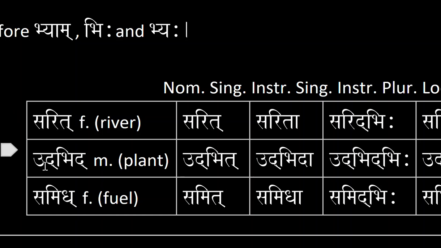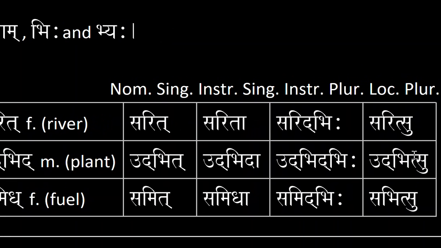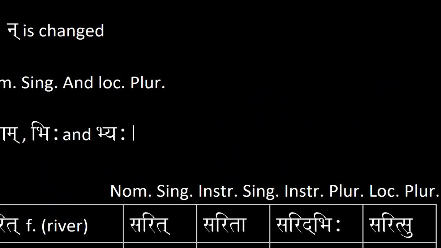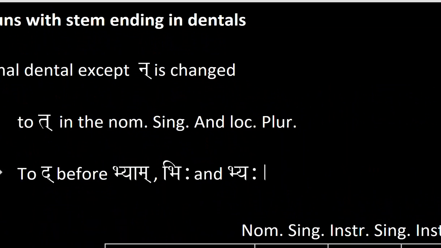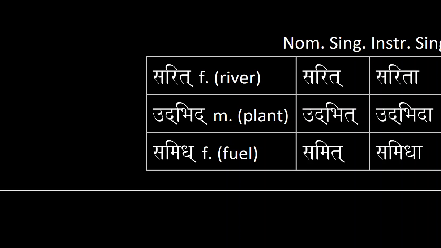So we have udbhid, plant, that gets changed to udbhit, but then it turns back into udbhid in the instrumental plural, and then it goes back to udbhitsu, with the ta, in the locative plural, because according to the rules that cover nouns with stems ending in dentals, that's the way it goes. That's the sandhi for that.